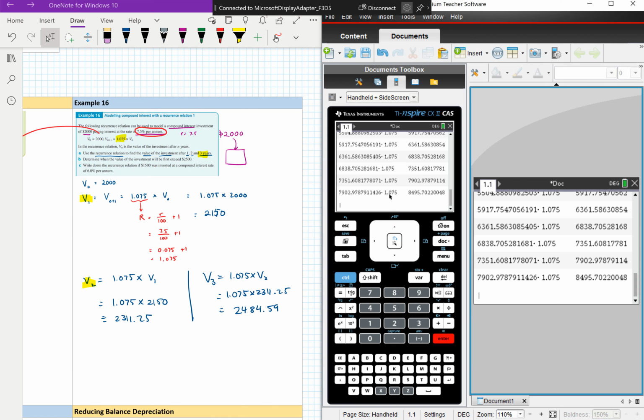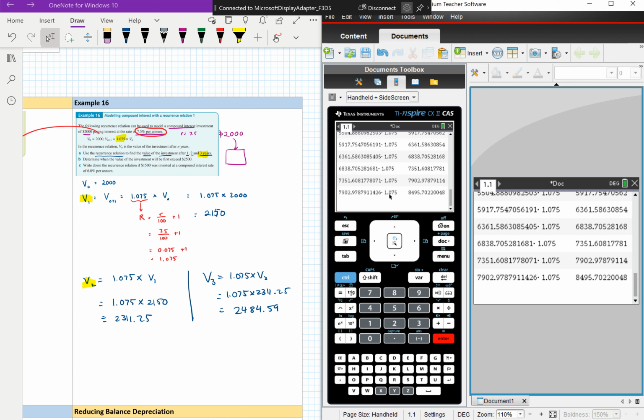You're timesing. See, the pattern is that you're always timesing by 1.075. You're timesing by 1.075. You're timesing by 1.075. This is an indices problem. So if you remember back in year 7, a times a is a squared. a times a times a is a cubed. a times a times a 4 times becomes a to the power 4.